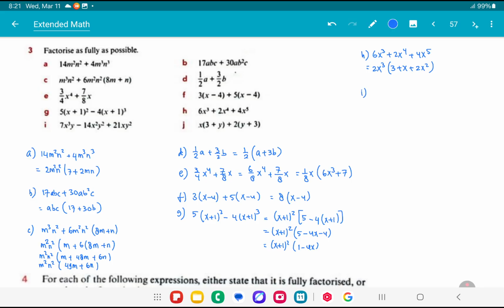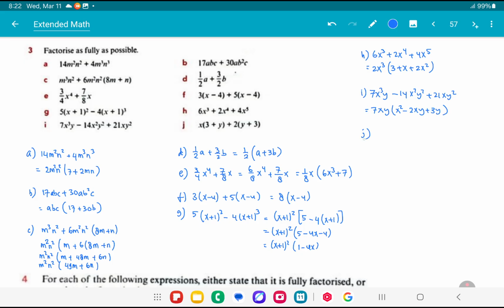And then for question I, 7x cubed multiplied by y minus 14x squared y squared plus 21x y squared. Bottom we can divide by 7xy. We got here the remaining is x squared minus 2xy plus 3y.